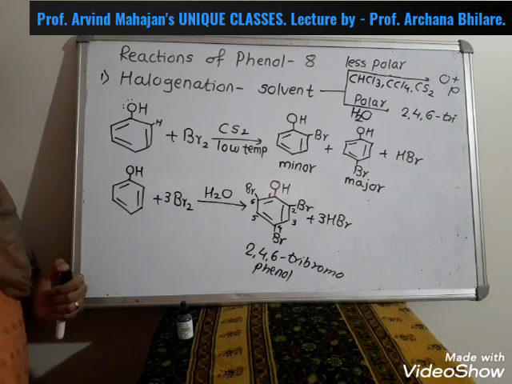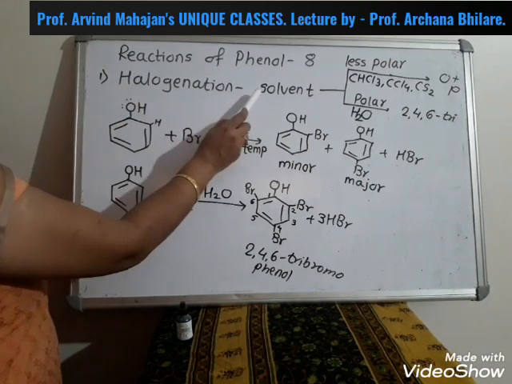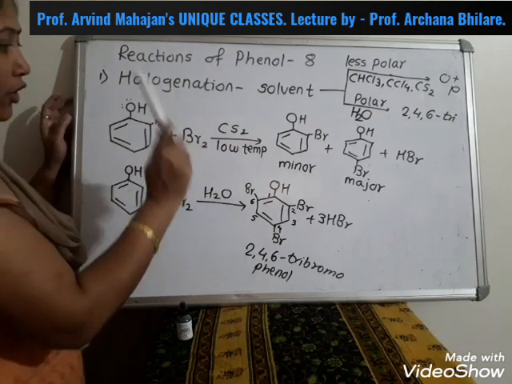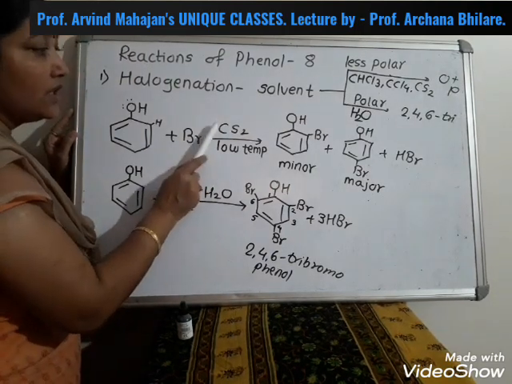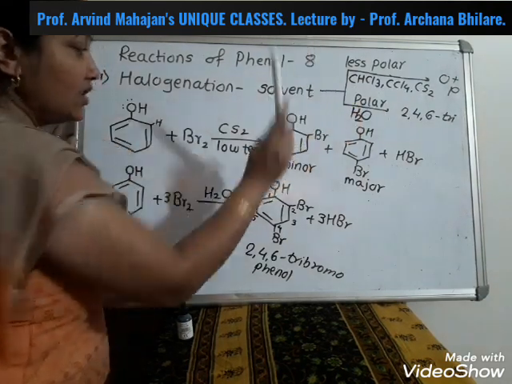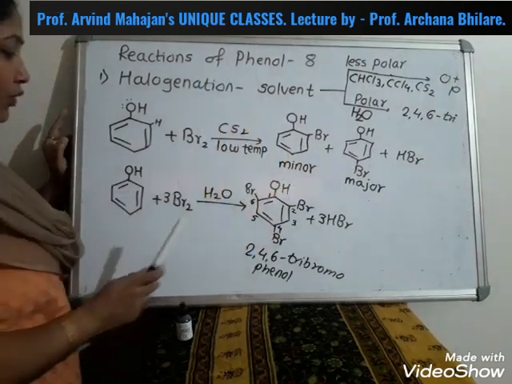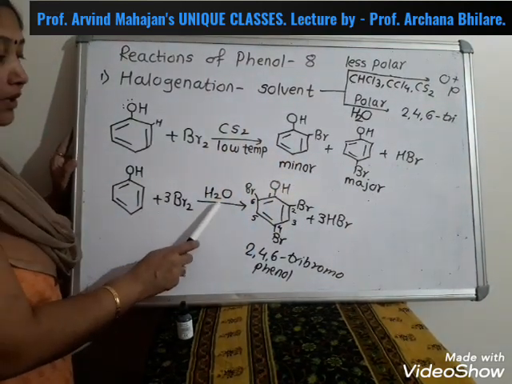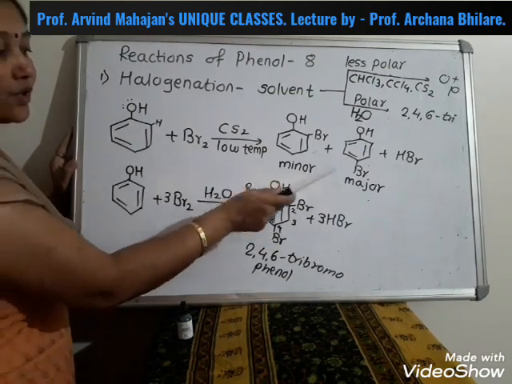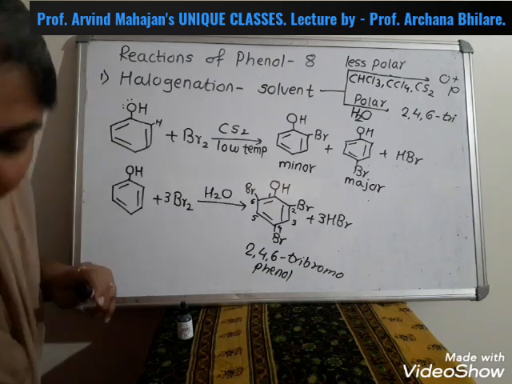Clear? First reaction, that is halogenation reaction. So phenol reacts with bromine in different solvents and it gives different products. If solvent used is less polar like CS2 or CHCl3 or CCl4, then we get mixture of ortho-bromophenol and para-bromophenol. And if we do reaction in presence of polar solvent, then we get 2,4,6 tribromophenol. Got it? Now the next reaction.